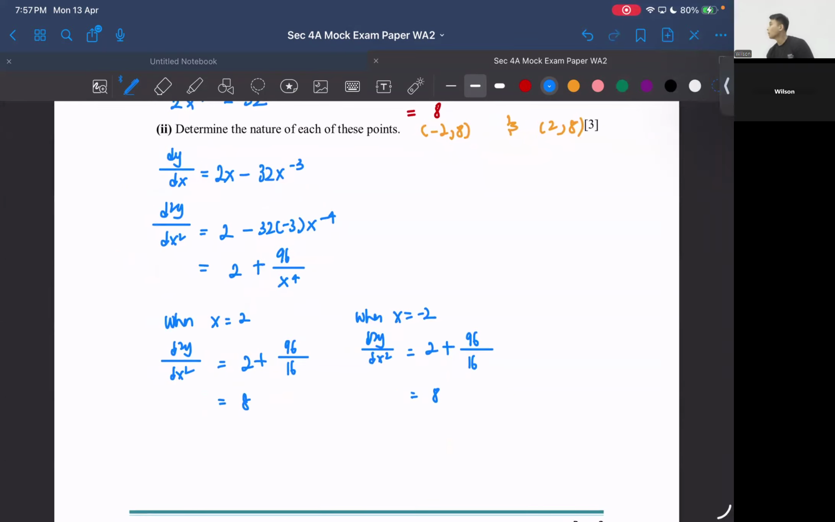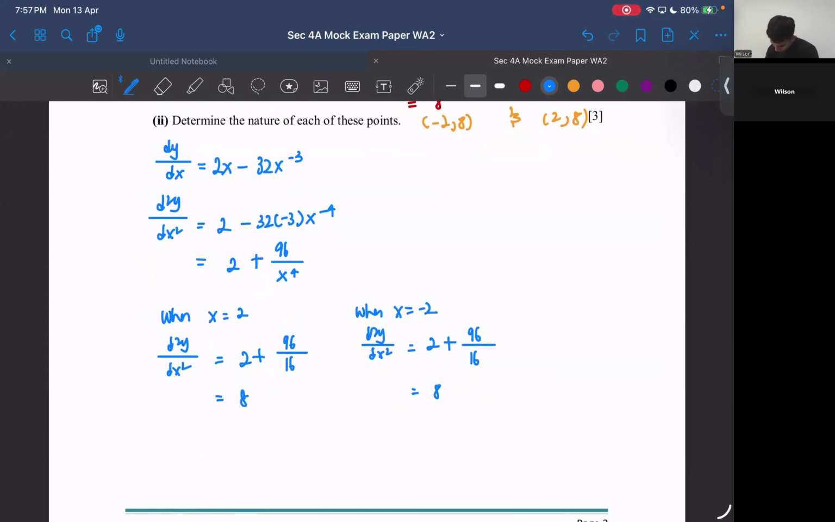So that means d square y over dx square equals 8 means what? What kind of point? What kind of nature is it? Minimum point, right? So this one is my minimum point. This is minimum, and this one over here is minimum also.